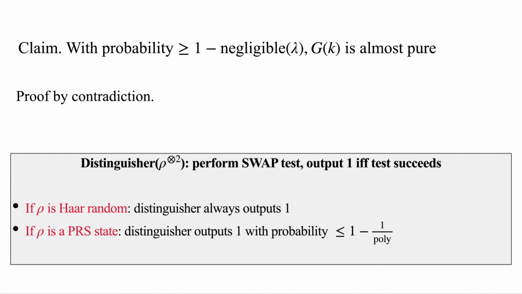If it is a Haar-random state, then it's a pure state, so the swap test is always going to succeed. So the distinguisher will always output 1. If it is a PRS state, you can show that the distinguisher outputs 1 with probability at most 1 minus 1 over poly. So it's bounded away from 1, and thus the distinguishing probability is non-negligible, which would violate the pseudorandomness of G.